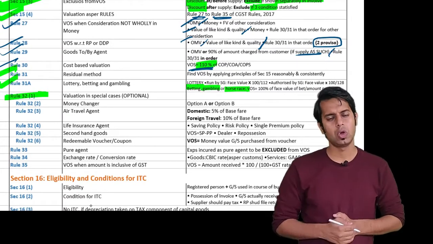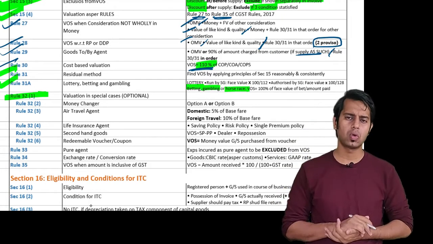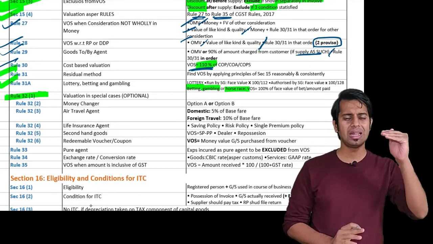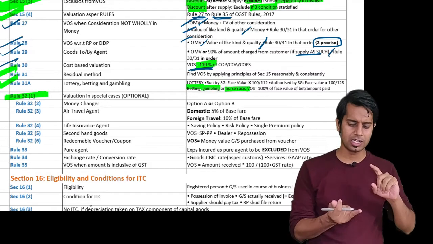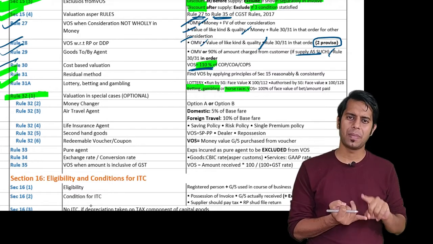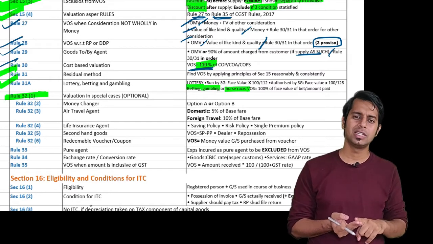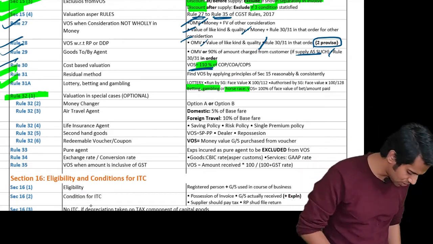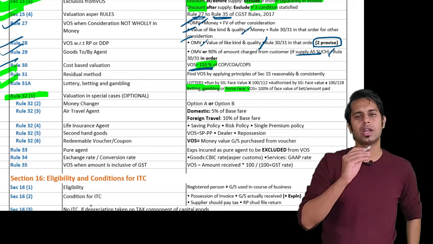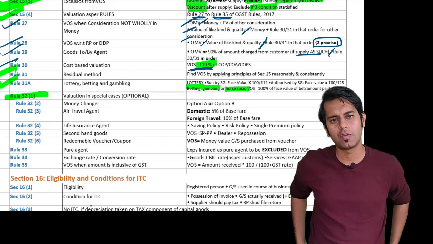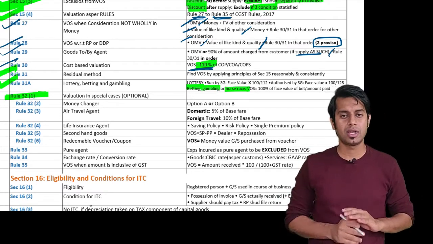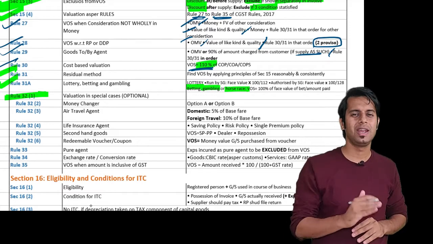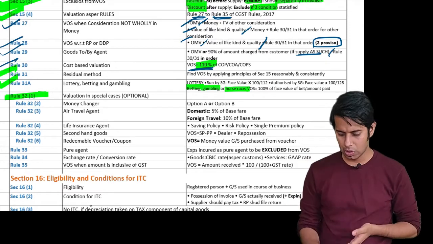Then rule number 32. Whatever is there under rule number 32 is an optional rule. There are a few cases: forex dealer or money changer, life insurance business, air travel agent. Whatever is given in rule number 32 is an option given to them. It is not compulsory that they have to follow this. They can follow section 15 if they want, or they can follow this rule number 32.